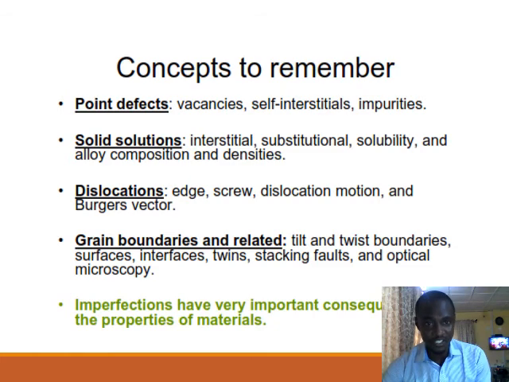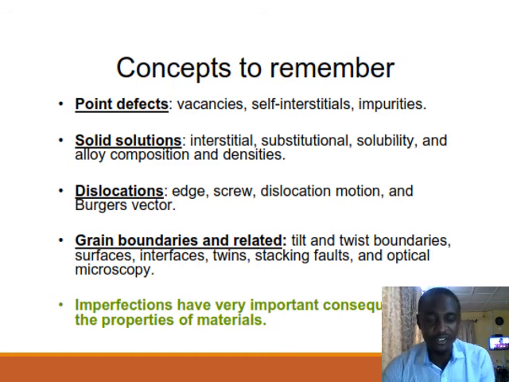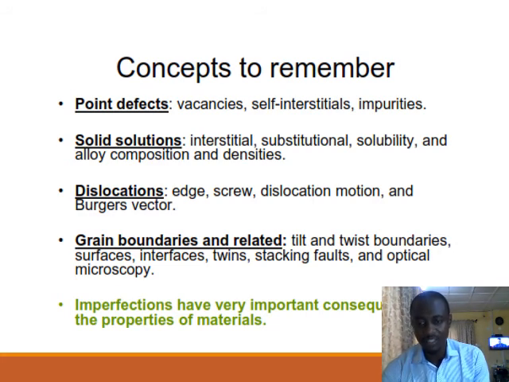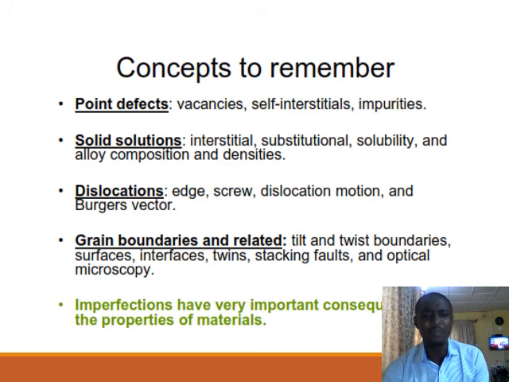We also looked at line defect, which is the dislocation. So we have looked at edge and screw dislocation, and I've explained to you some of the effects of line dislocation as it affects the property of a material. We have looked at grain boundary, which is the surface, the interface, the twin, and the stacking fault, and we have understood how these grain boundaries can affect the properties of a material, ranging from mechanical properties to electrical properties to optical properties. So you will understand that these imperfections we are talking about are very important in determining the properties of a material.